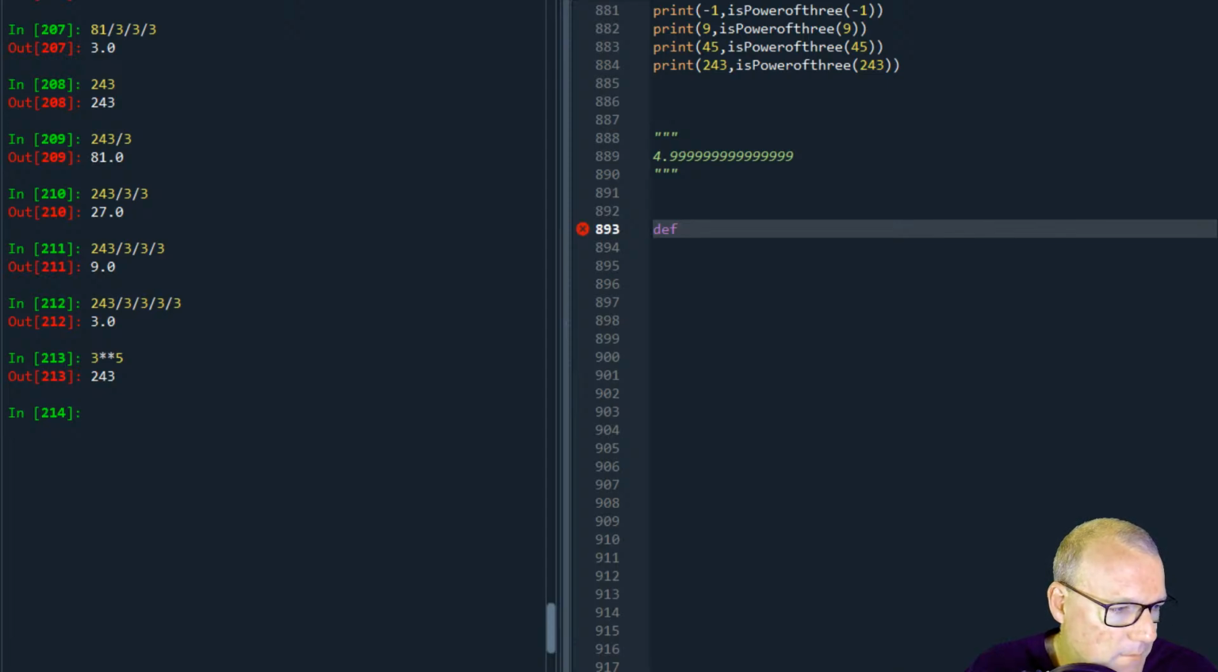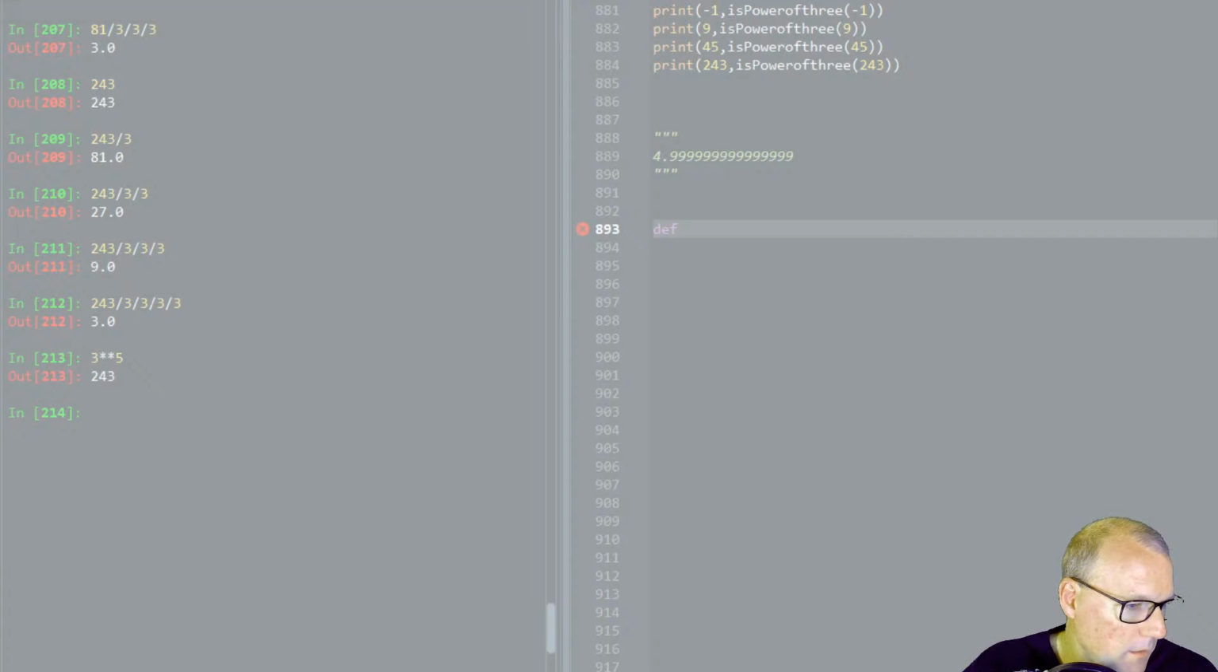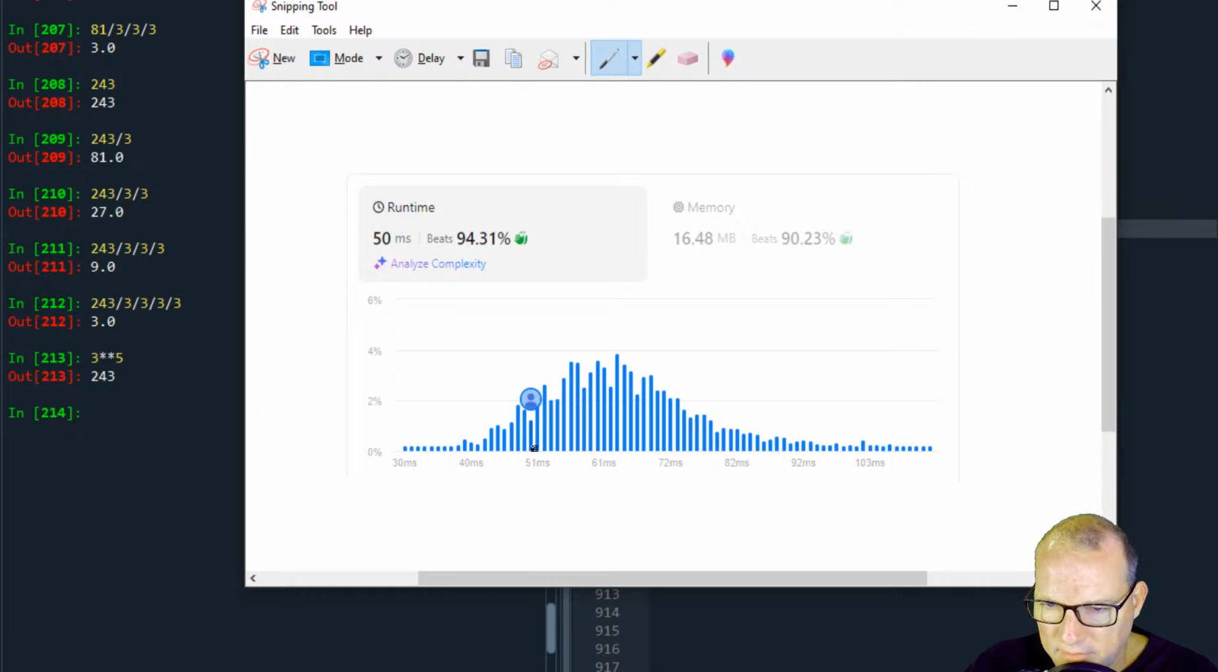But the one that I wrote for this on LeetCode, I was able to get this down to 50 milliseconds, and it's in the 94th percentile, so it's in the top five percentile, and in the top 10 percentile of memory use. Here, I'll show you. So right here, I was able to get it down to 50 milliseconds and 16.48.